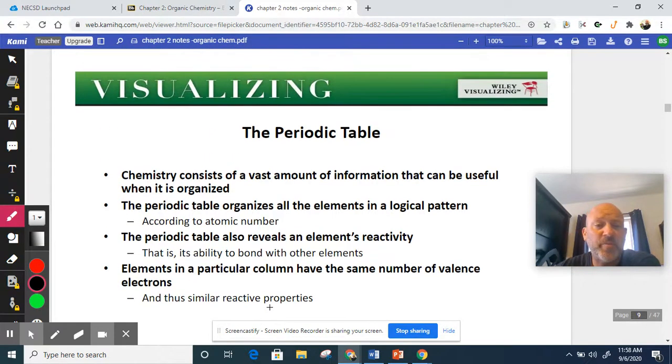So all of these elements are organized using the periodic table. The periodic table can seem very confusing when you look at it because there's a lot of information. But the periodic table does do a good job of organizing all the elements using a pattern that is pretty logical. All right. So right off the bat, you can tell within a minute of looking at the periodic table that all the elements are listed in order according to atomic numbers.